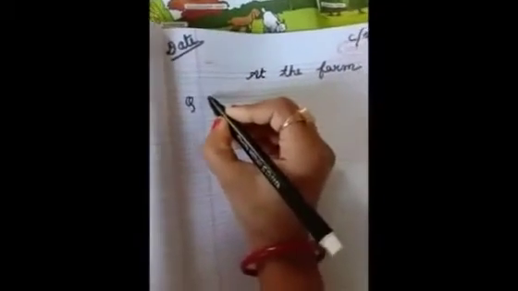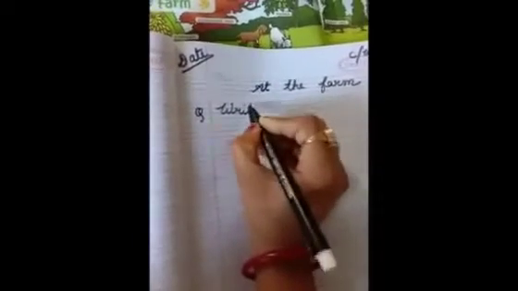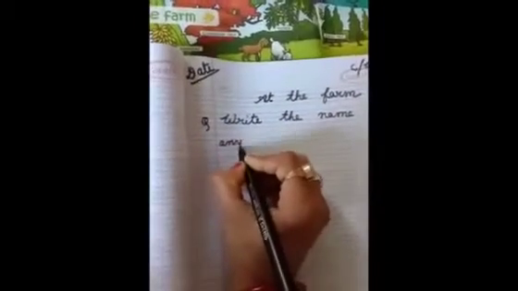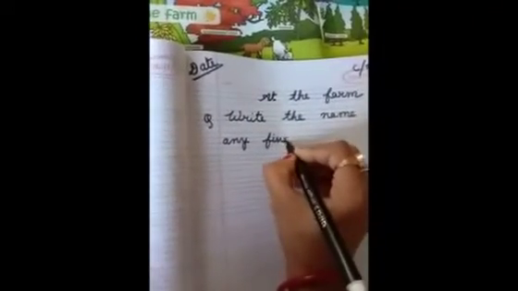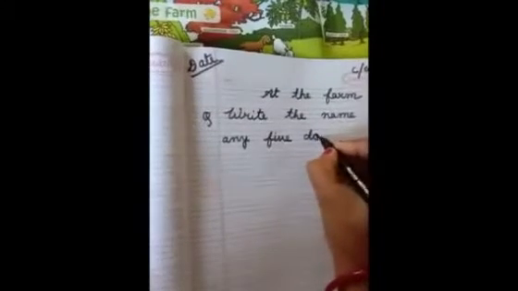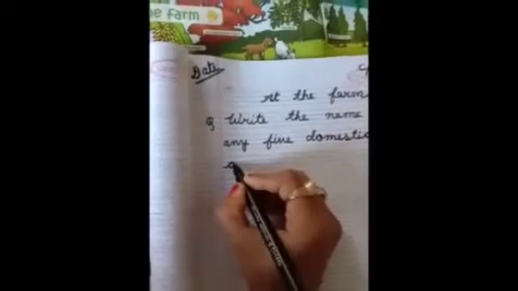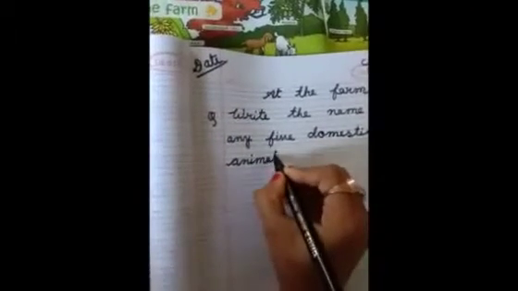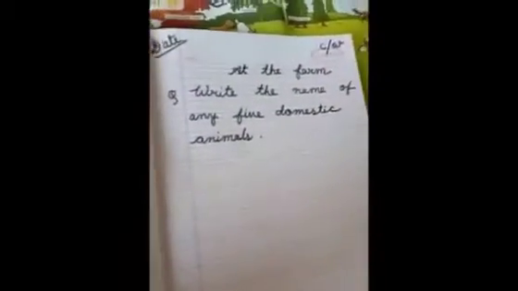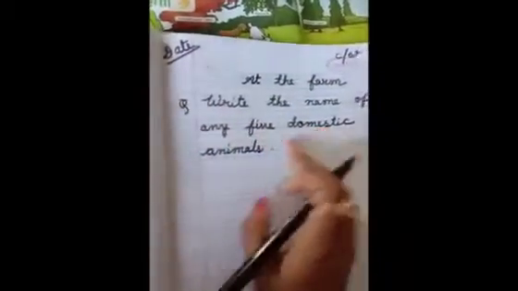A-T, at. T-H-E, the. F-A-R-M, farm. Written. Question: W-R-I-T-E, write. T-H-E, the. N-A-M-E, name. O-F, of. A-N-Y, any. F-I-V-E, five. D-O-M-E-S-T-I-C, domestic. A-N-I-M-A-L-S, animals. Write the name of any five domestic animals, full stop.